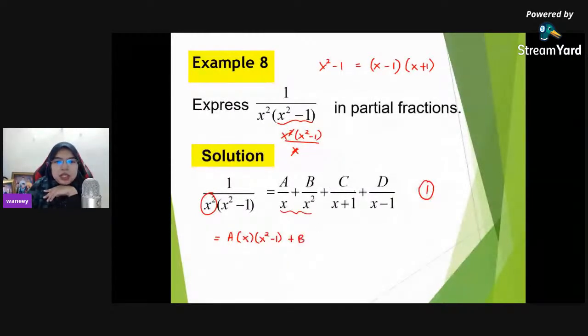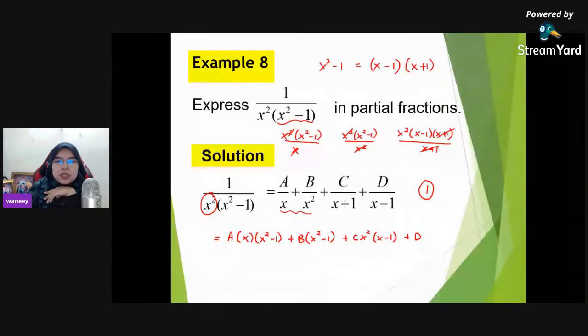So untuk B pula kita ada x square minus 1 over bawah B ada x square, so x square cancel out, so we are left with x square minus 1 plus with C. Okay, so x square, x minus 1, x plus 1 and then divide them by x plus 1. Sebab bawah C tu x plus 1 kan. Okay, you divide them. So C x square and then x minus 1 plus D.